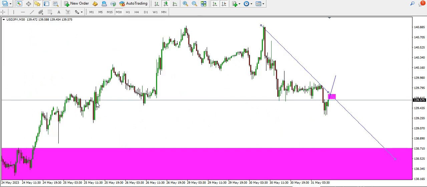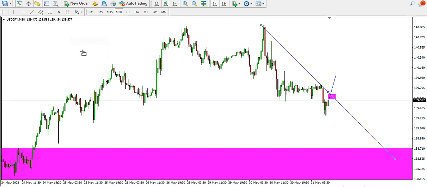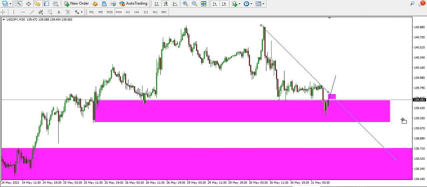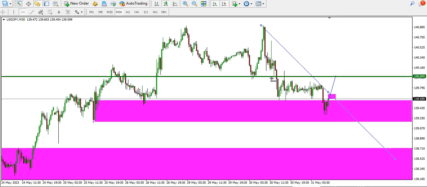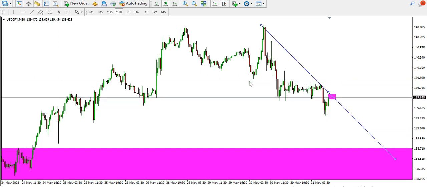We are looking at this particular order block. Price is reacting to this very order block. Think about this order block here. Price is trying to find support around here. So a break above this level, a break above the 139.9 level, might signal a bullish price move.